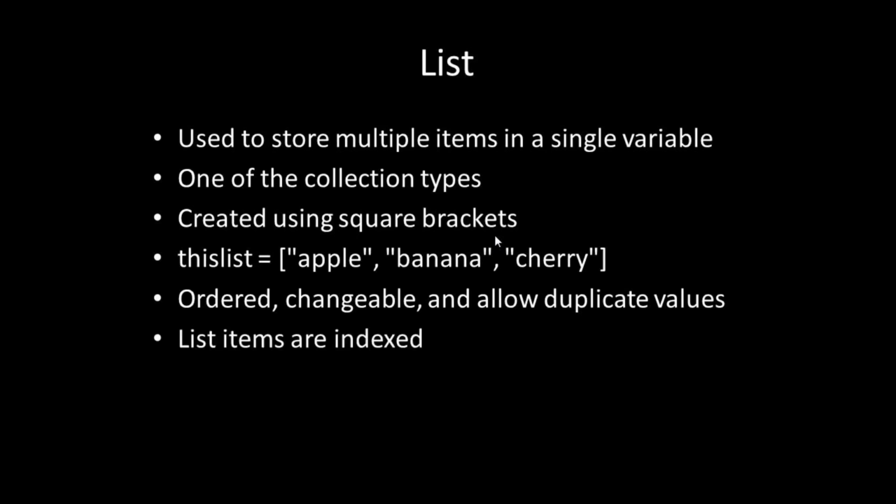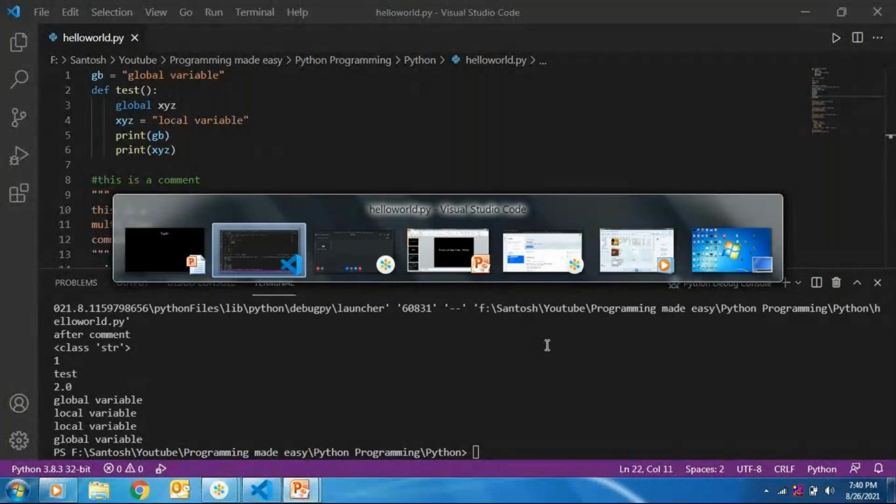List items are indexed. That means you can access the items using the index like 0, 1, 2, like that. In this particular case, list of 0 returns apple. This is list of 2, which gives us cherry. List items can be of any data type. So within a list, you can have an integer value, a string value, a float value, or you can even have a list within the list. That is also possible.